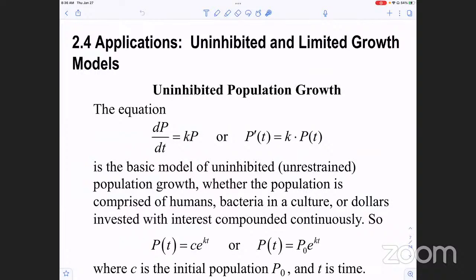So then we have this example on uninhibited population growth. The equation dP/dt equals k times P, or P prime equals k times the original, is the basic model of uninhibited or unrestrained population growth, whether the population is comprised of humans, bacteria in a culture, or dollars invested with interest compounded continuously. So then P of t equals c e to the kt, or P of t equals P naught e to the kt. P naught means the initial conditions, right? Where c is the initial population P naught and t is the time, okay?